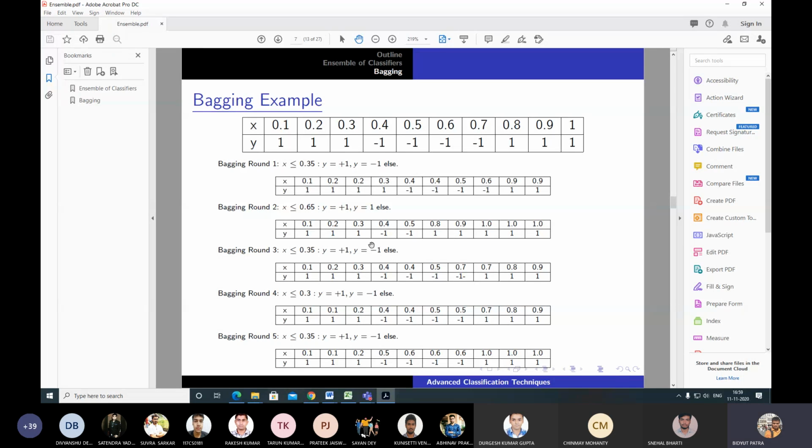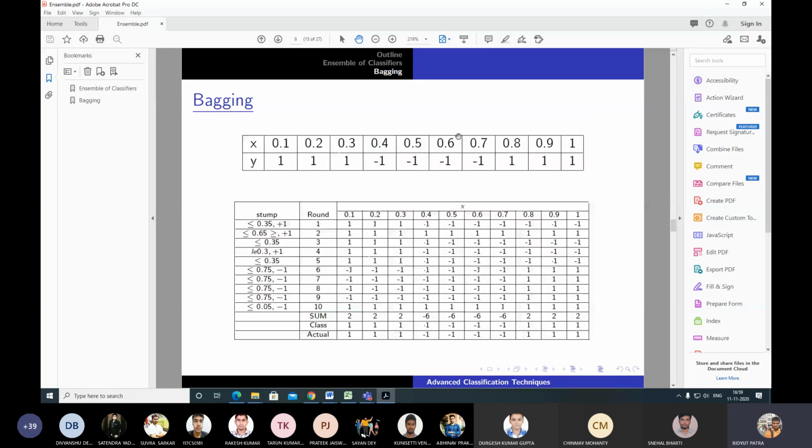Okay, so now what you do: no single decision stump can identify the data with 0 training error, but if we combine these 10 decision stumps, then we will get 0 training error. That is what we'll show in the next slide. So here we go. The original training data is this one. There is no change. 0.7 was -1, so I kept -1.